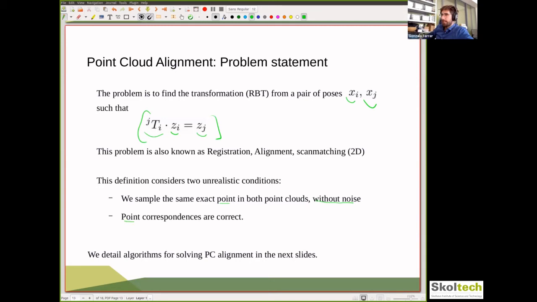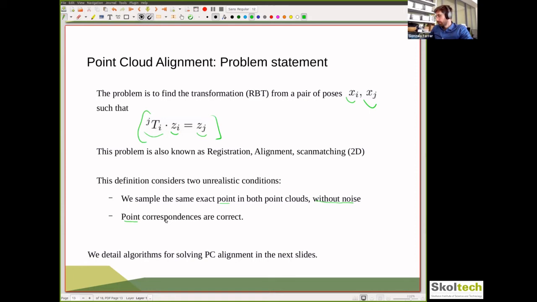And the second one is, even if you have this perfect sampling, you need to know which point corresponds to which point. This is called the correspondence problem, or the data association of points, and here you have a lot of points. So it's not that trivial to have these correspondences.